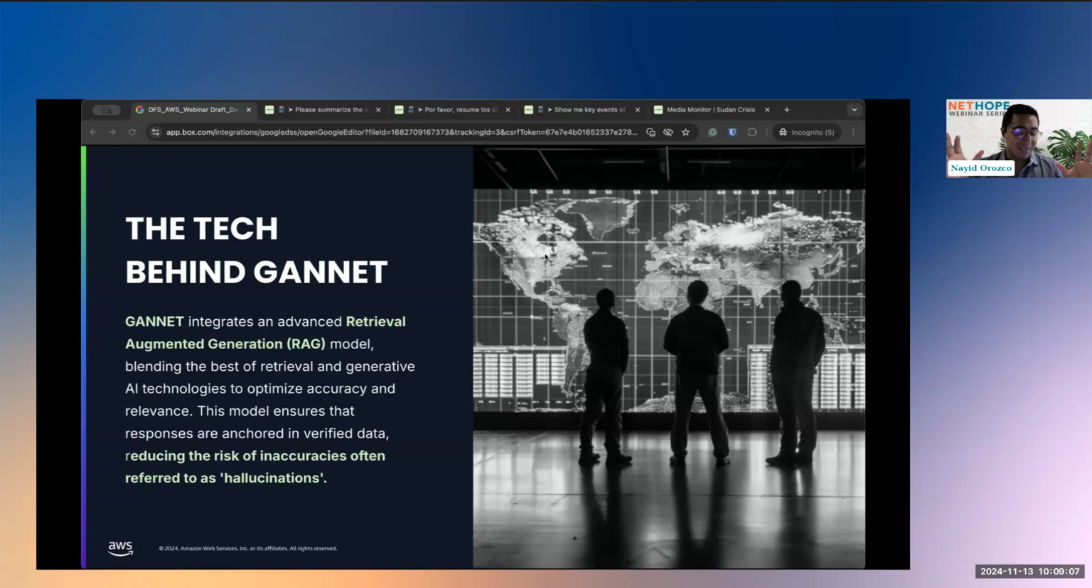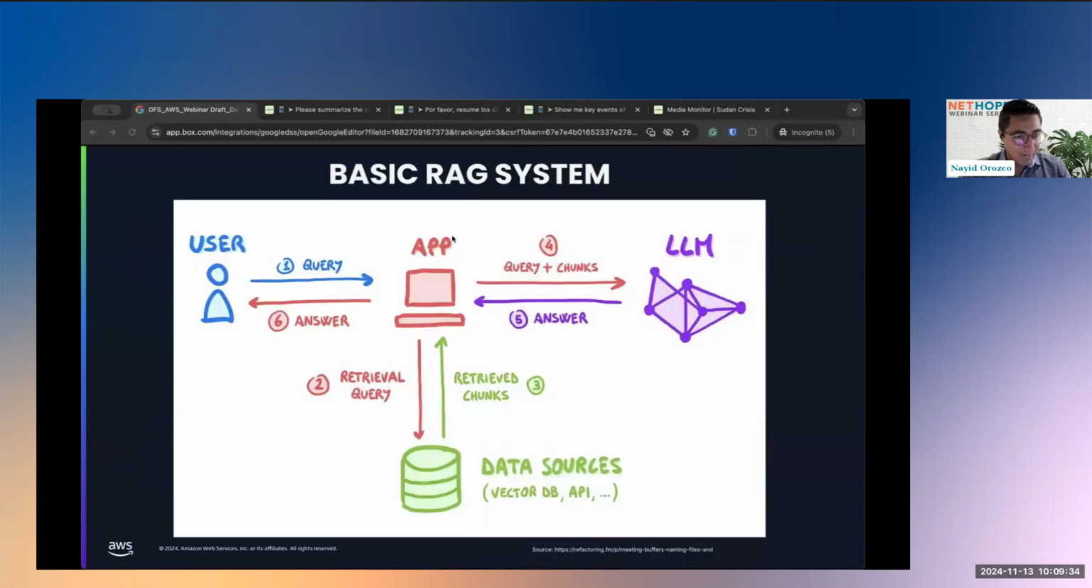So you remember Sarah, our data analyst. Imagine that when she asks GANNET a question, the system isn't just providing generic responses. Instead, it's searching through vast amounts of verified humanitarian data, finding the most relevant information and presenting it in a way that is actionable for her. So very quickly, before handing over to Oriana, this is a basic RAG system, and we have here this visualization with 6 steps. Let me put them in groups and explain it very quickly.